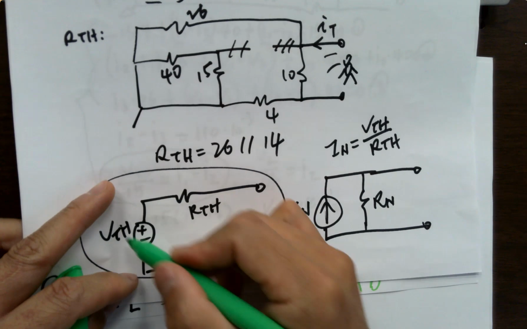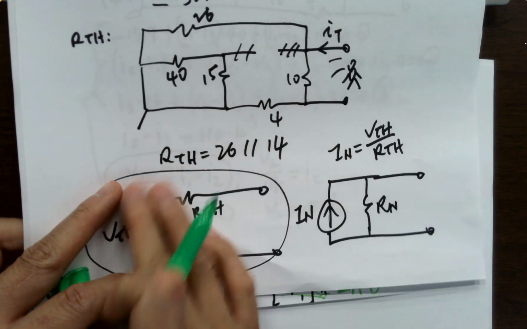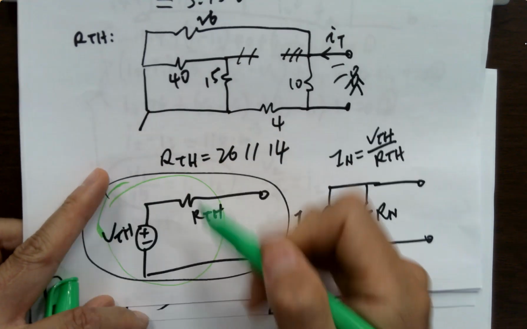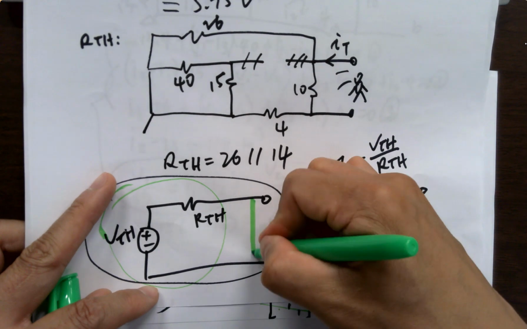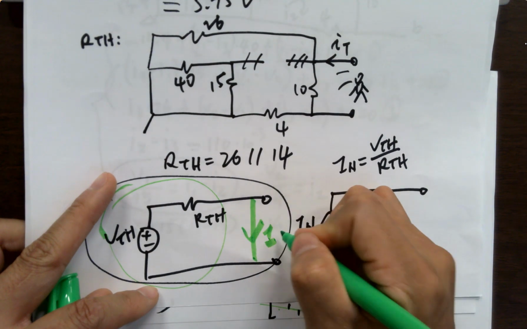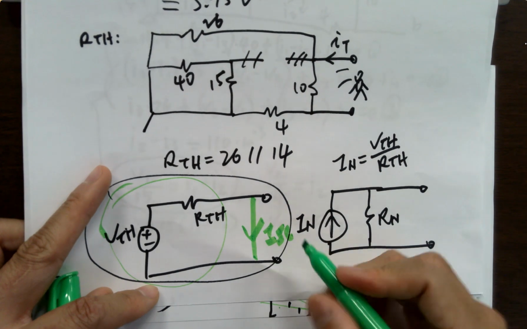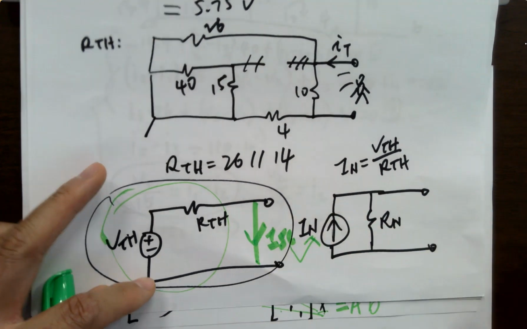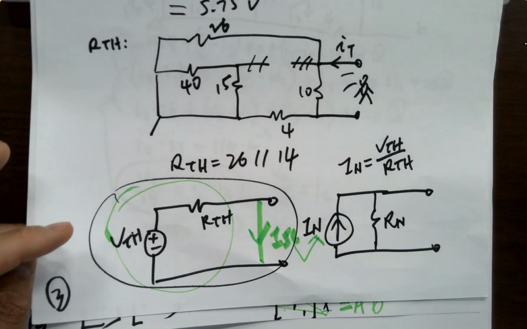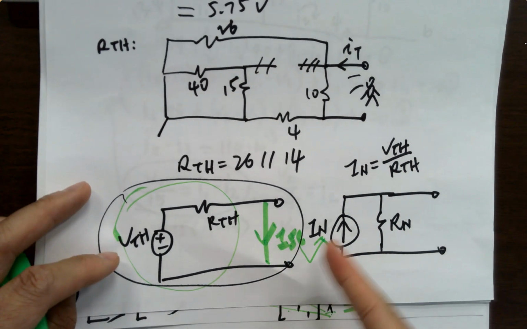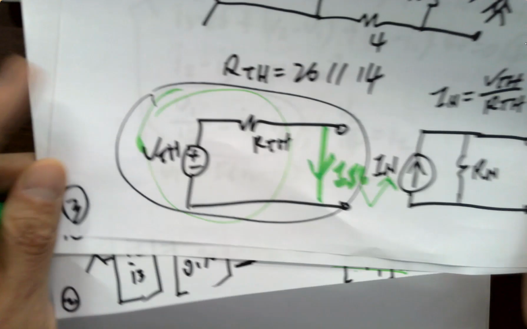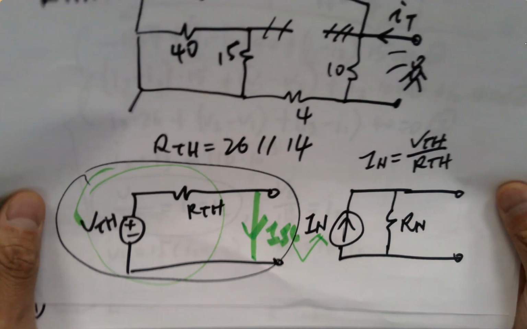If you have a circuit like that, doesn't matter what is in this black box, you just connect these 2 terminals, and that's called the short circuit current, ISC, which is this Norton's current. Something we have to remember. That's exactly IN. So keep that in mind.